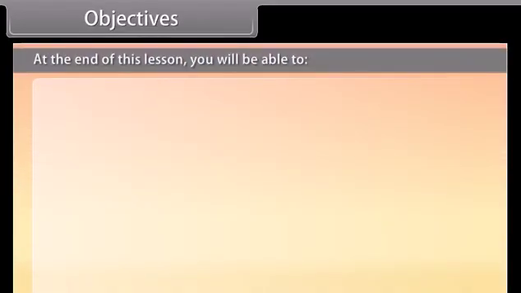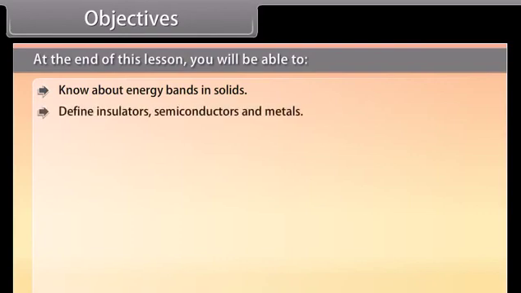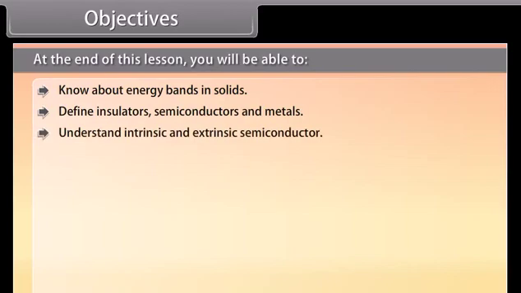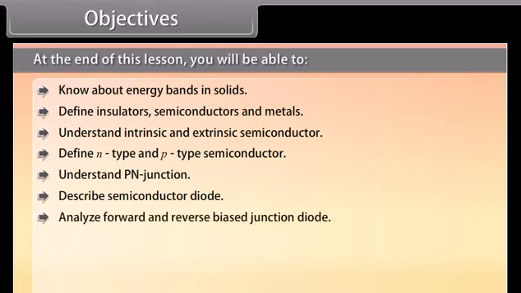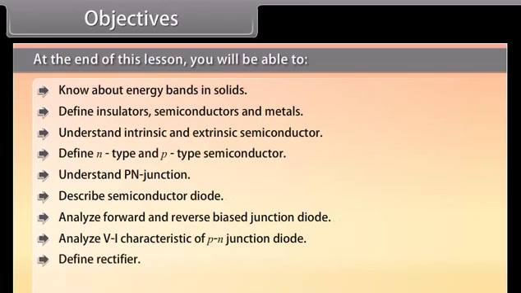Objectives. At the end of this lesson, you will be able to know about energy bands in solids, define insulators, semiconductors and metals, understand intrinsic and extrinsic semiconductors, define N-type and P-type semiconductors, understand the P-N junction, describe the semiconductor diode, analyze forward and reverse biased junction diodes, analyze the VI characteristic of the PN junction diode, define a rectifier, and explain the Zener diode.